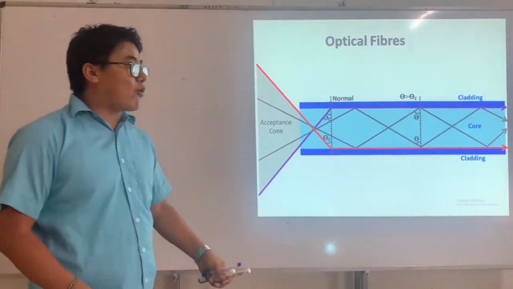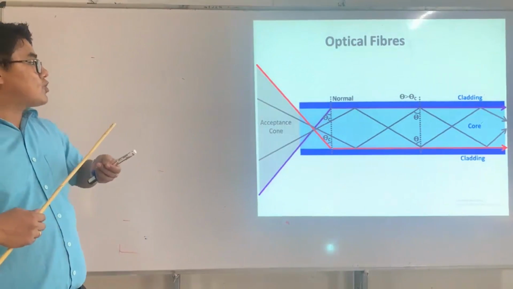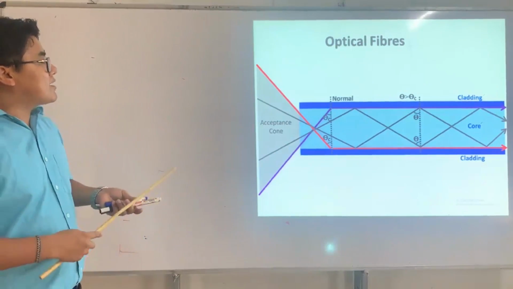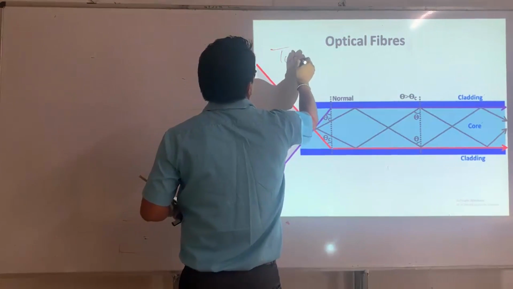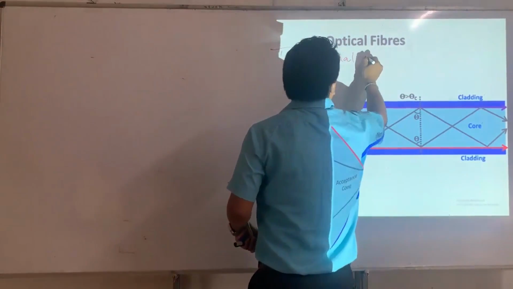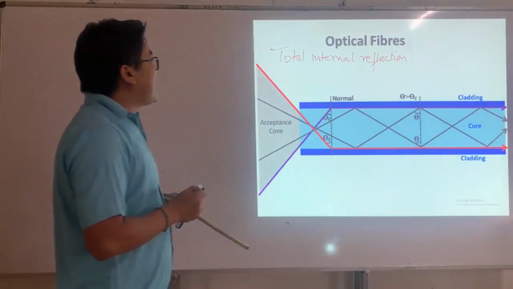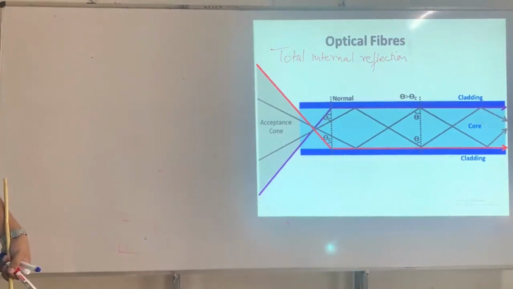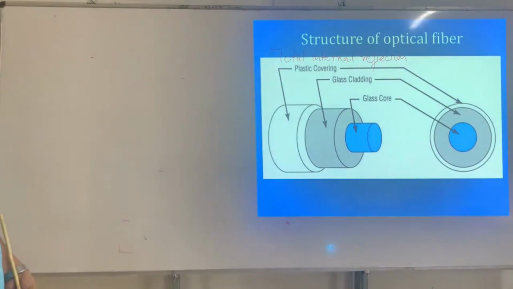Maybe you might have come across something called broadband, right? And how information goes through a broadband. This is all because of total internal reflections. Alright, so here I have the structure of optical fiber.